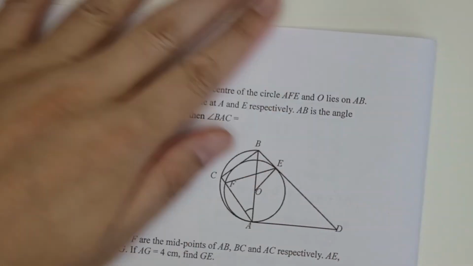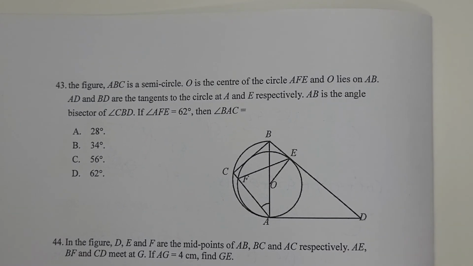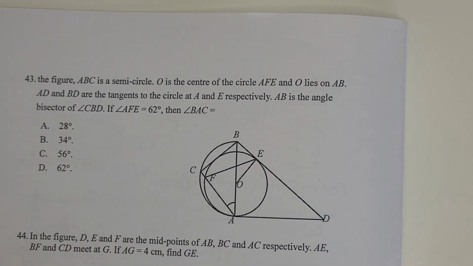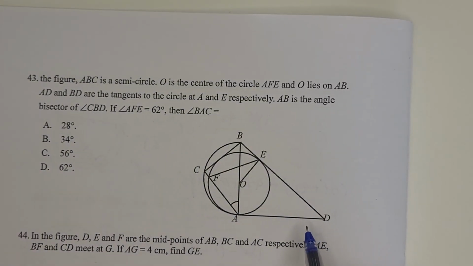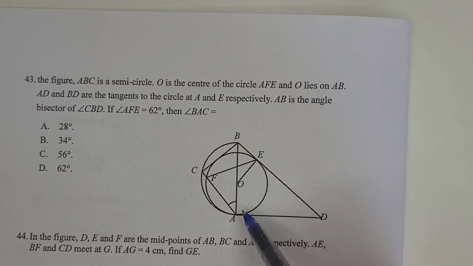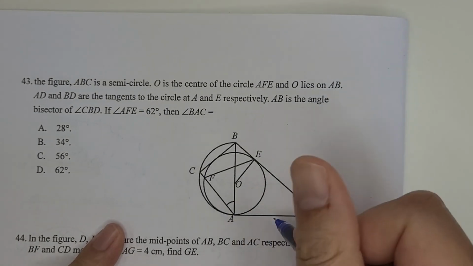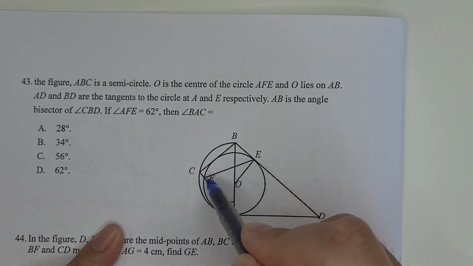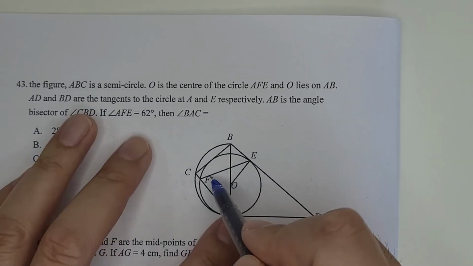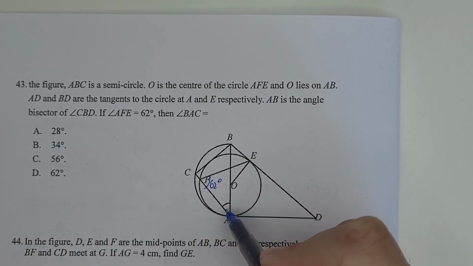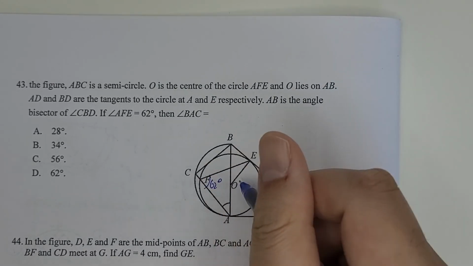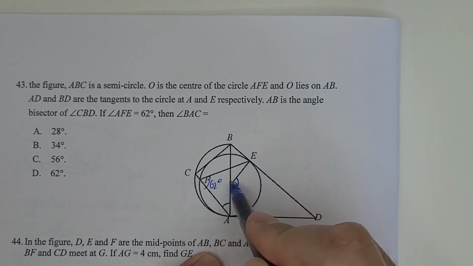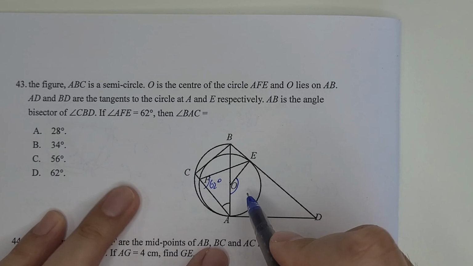And go to question number 43. In this figure, ABC is a semicircle and O is the center of the circle AEF. O lies on AB. These two lines are tangent. And AB is the bisector of angle CBD. AFE is 62 degrees. Find angle BAC. As you can see, this angle will be 2 times 62 degrees. Angle at center, twice angle at circumference. So that is 124 degrees.